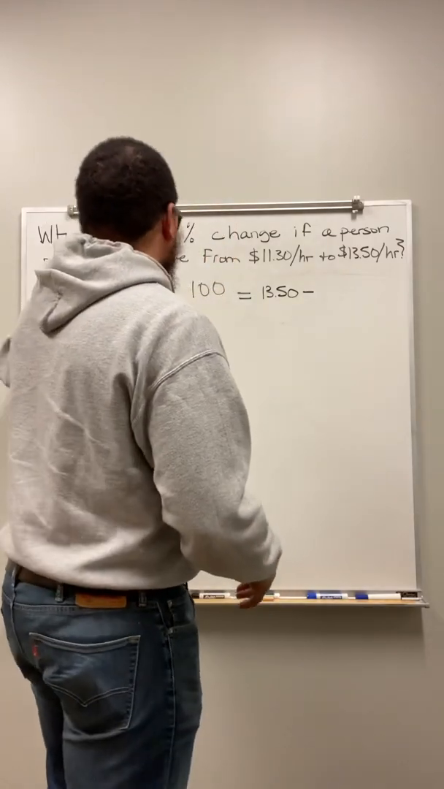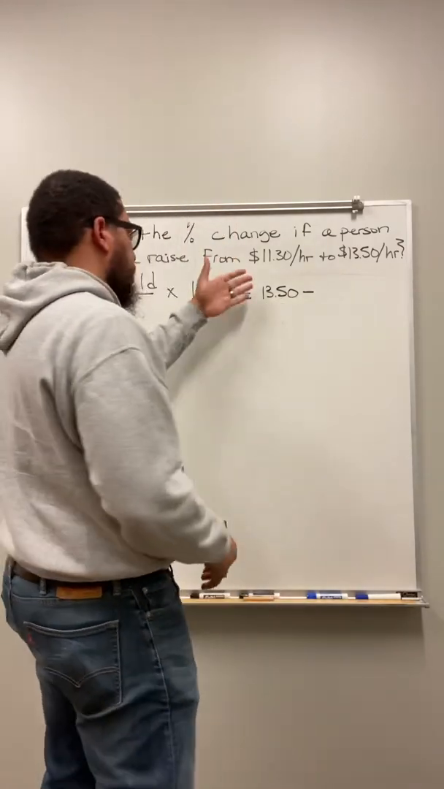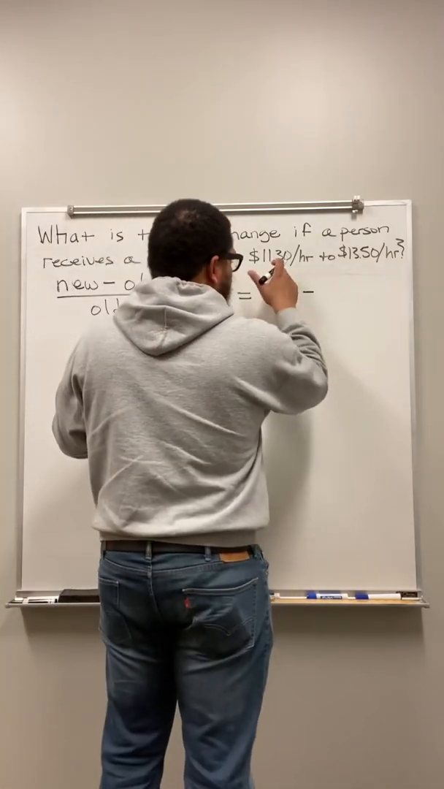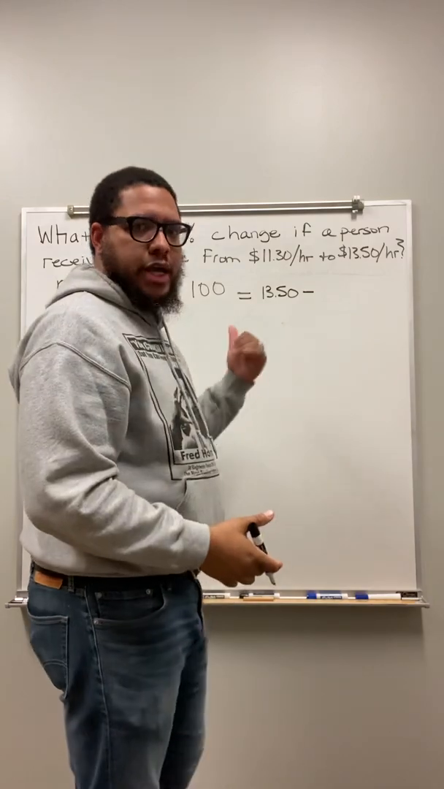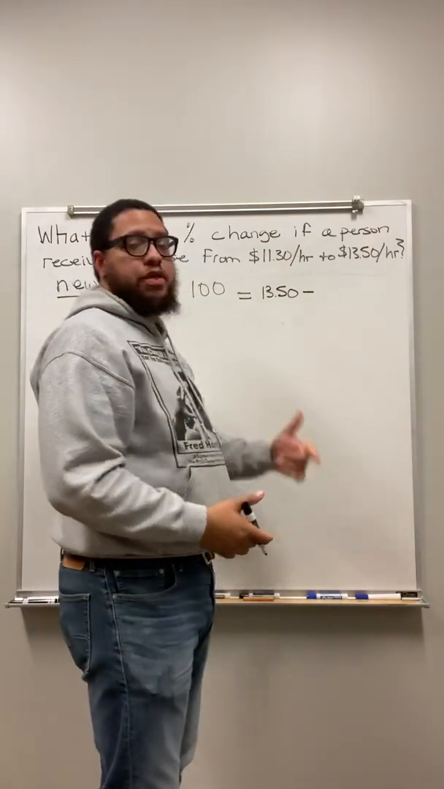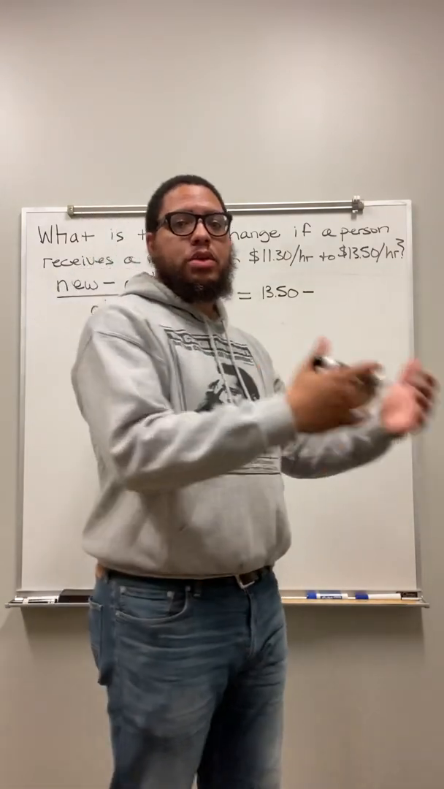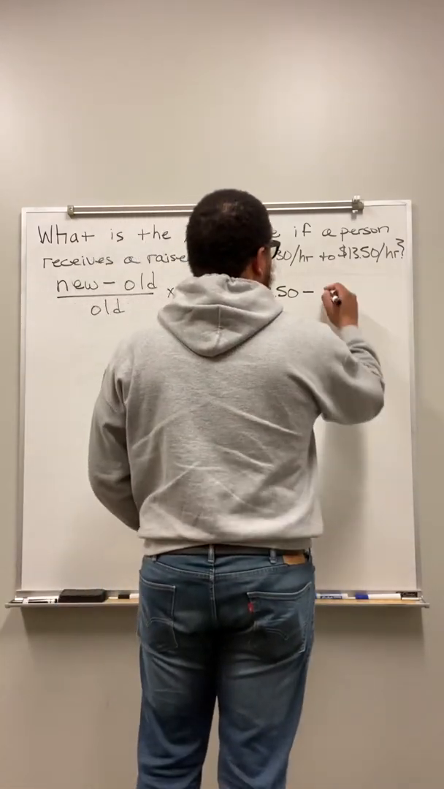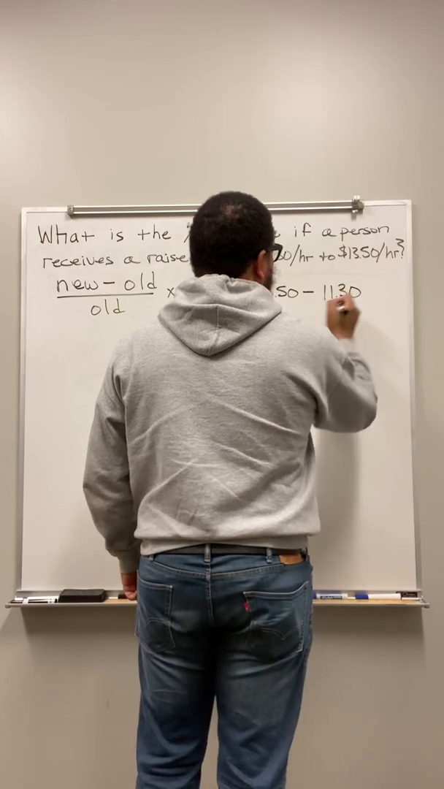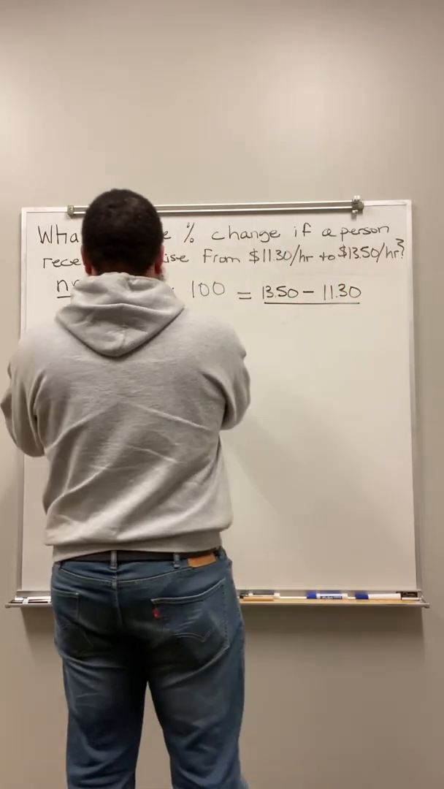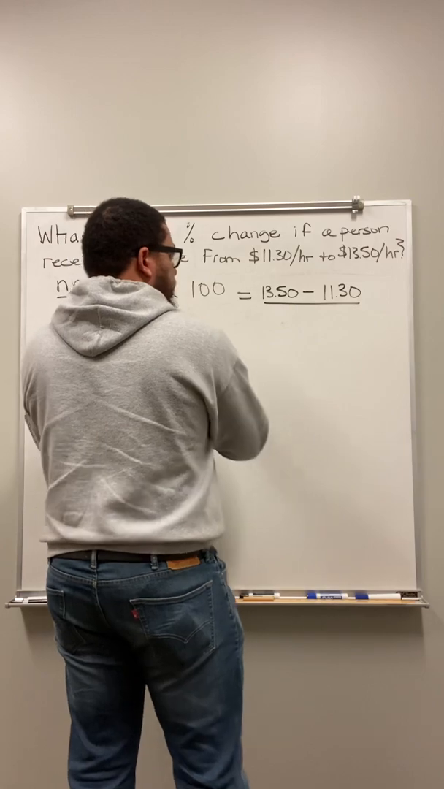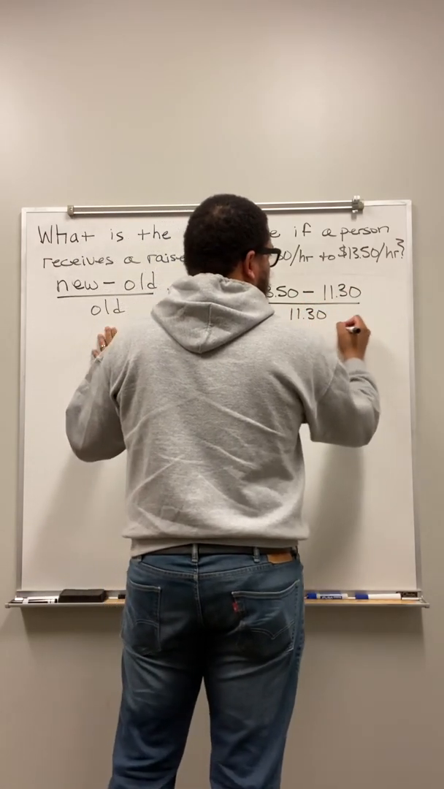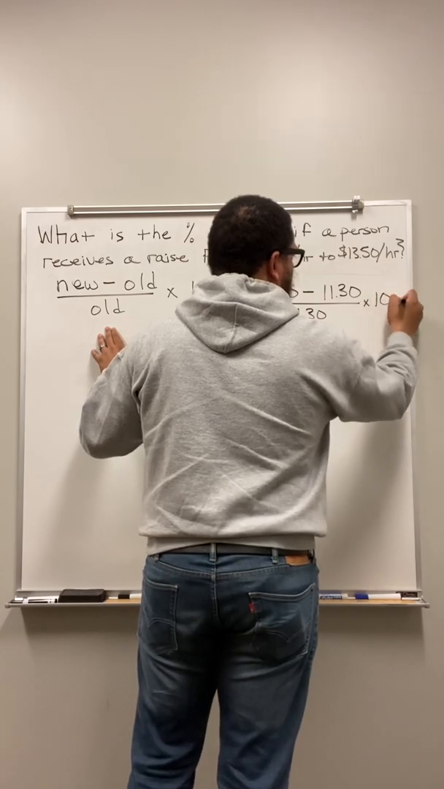So we replace the word new with 13.50. You could put the dollar sign in, but you don't really need to. We replace the word old with 11.30, because that was their old wage. $13.50 is their new wage, that's how much money they're about to make. Draw your fraction bar. Old is in the denominator too, so you write 11.30 again. And you do times 100.